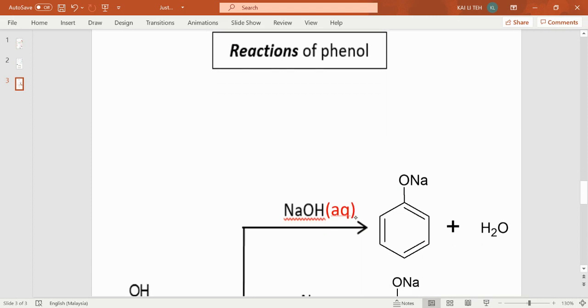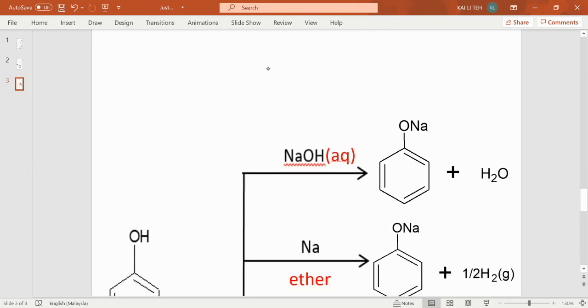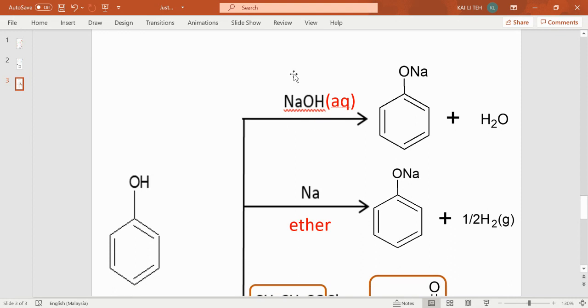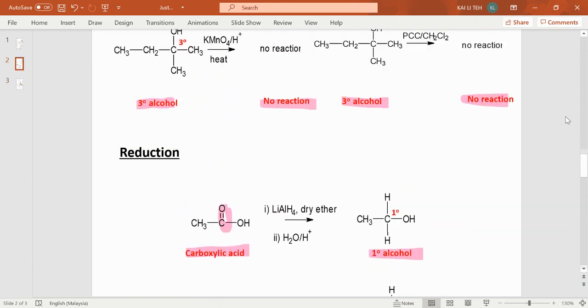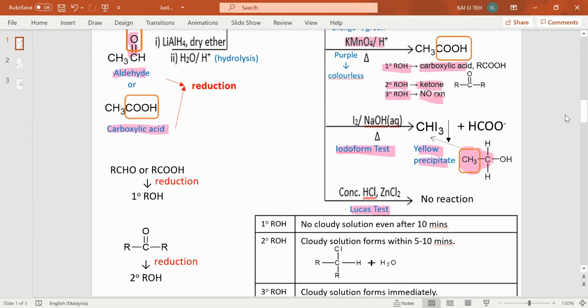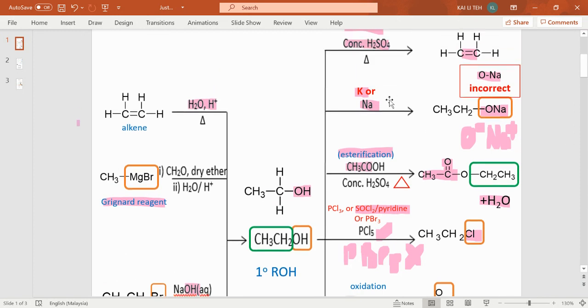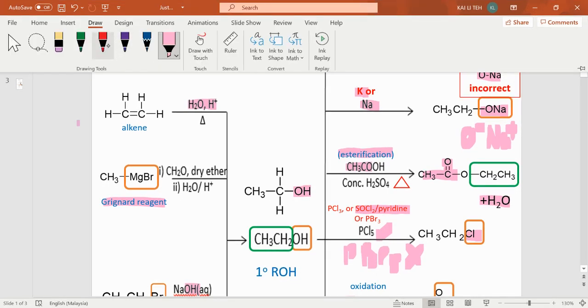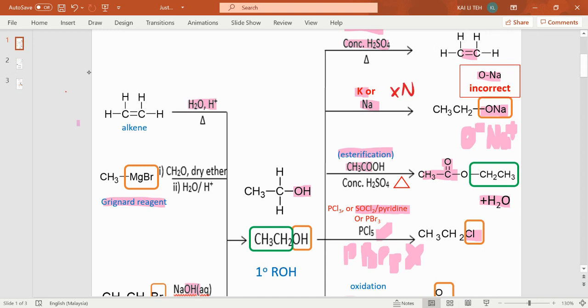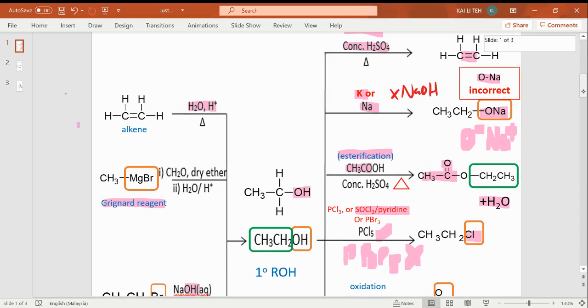Now, let's look at phenol. Phenol is slightly acidic. Therefore, phenol can react with both the base sodium hydroxide and also sodium metal. But if we look at alcohol only, alcohol is not acidic. Thus it can only react with strong alkaline metal like sodium, but not NaOH. So remember it cannot react with sodium hydroxide because it's not acidic.